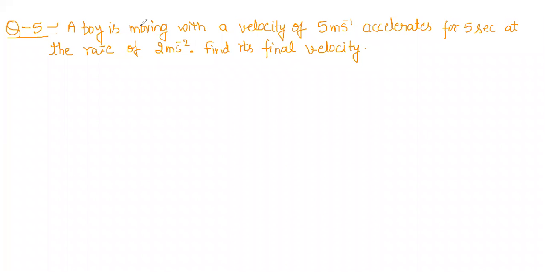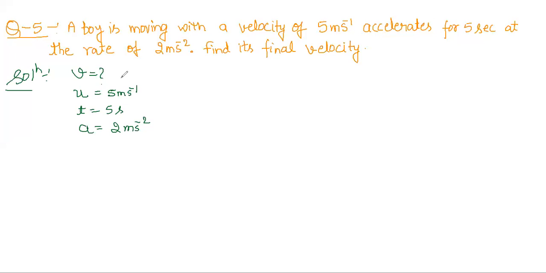Okay, students, this is question number 6. Not, sorry, question number 5. A boy is moving with a velocity of 5 meter per second and accelerates for 5 seconds at the rate of 2 meter per second square. Find the final velocity. V is the question mark, U is given, the time is also given, and the acceleration is 2 meter per second square. So we have to calculate V.